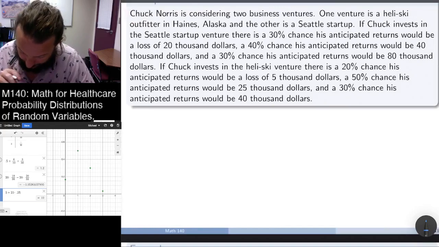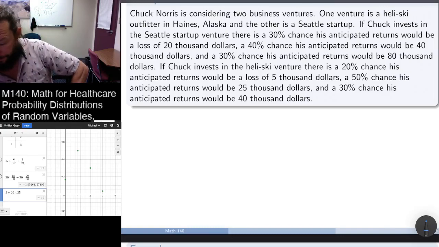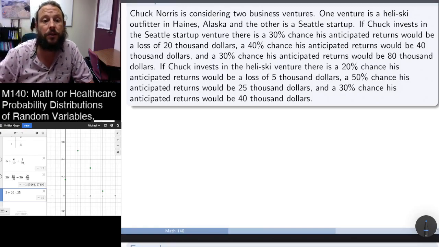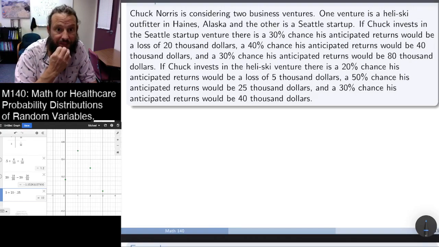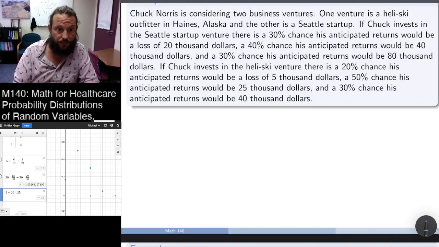All right. Now let's see here. Chuck Norris. He's considering two business ventures. One's a heli ski outfitter in Haines, and the other is a Seattle startup. Chuck invests in the Seattle startup venture. There's a 30% chance his anticipated returns would be a loss of $20,000, 40% anticipated returns would be $40,000, and 30% his anticipated returns would be $80,000. However, for the heli ski adventure, we have a 20% chance that would be a loss of $5,000, 50% chance that would be a loss of $25,000, and 30% chance his returns would be $40,000.